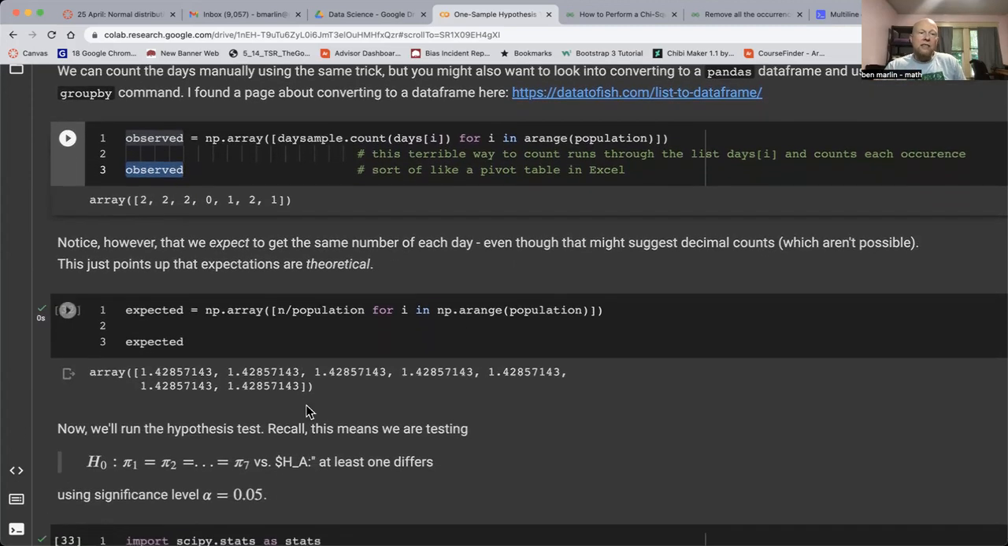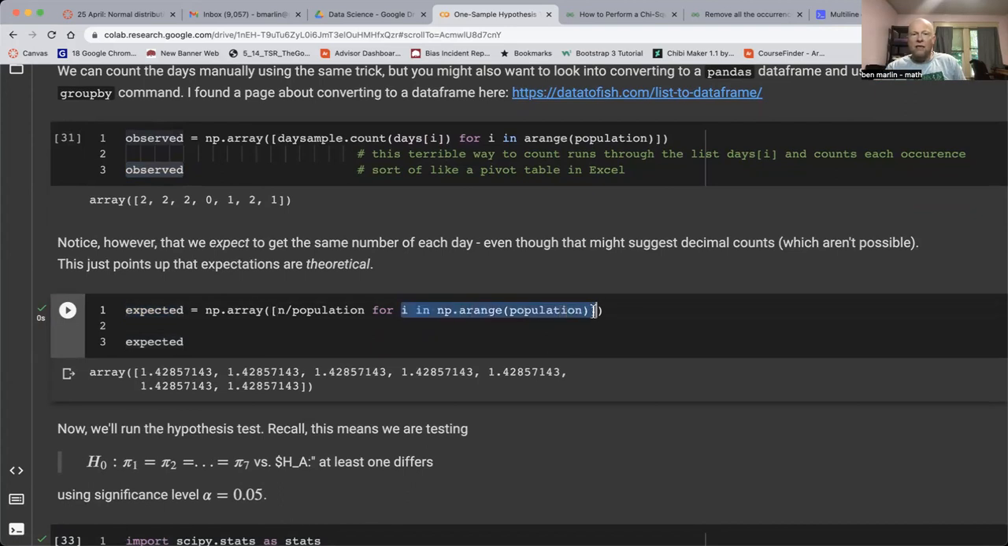But then for the expected number, I'm going to generate it the same way with the for i in the range up to the population size. But the number I'm going to put in here is sample size divided by population size, because we're just expecting the same number of them in each one. And so the number I get out of that is about 1.4 for each one of the entries.